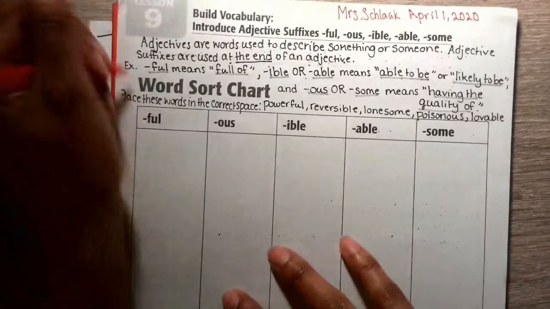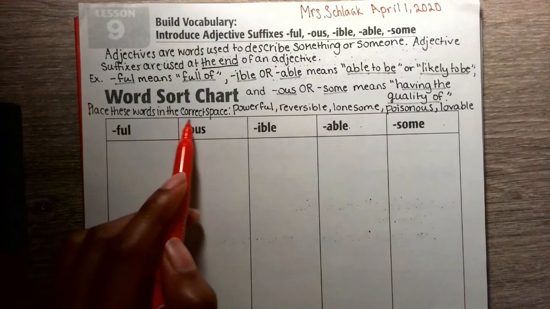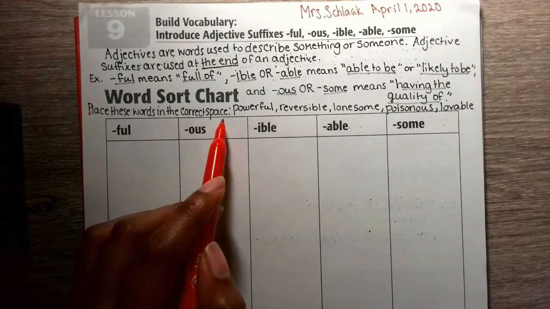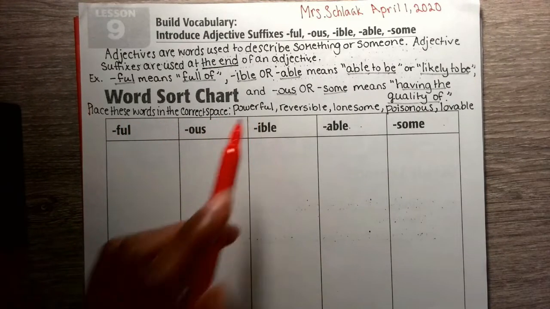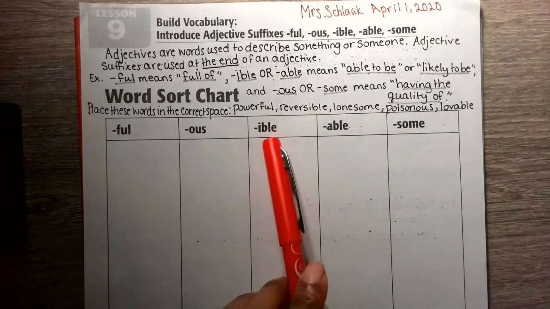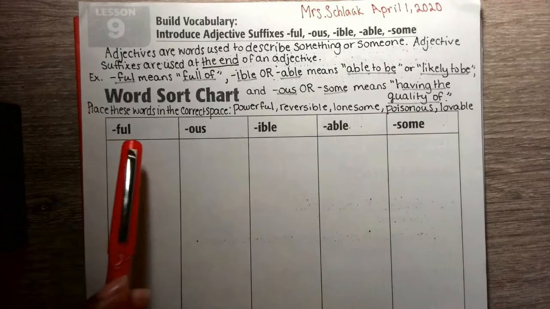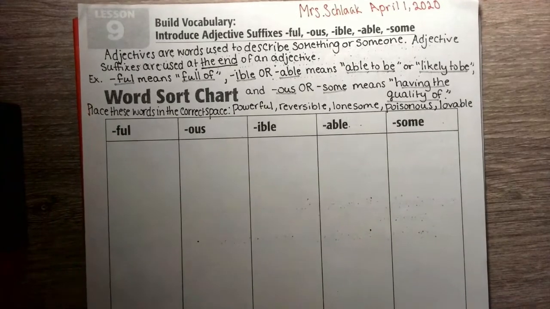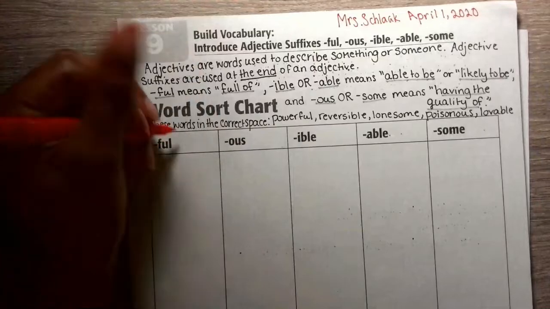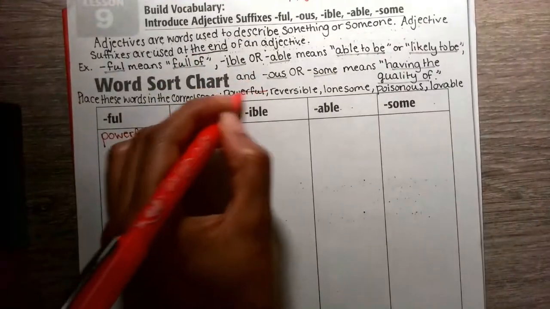So we are going to, my P is cut off. We are going to place these words in the correct spaces. Powerful. Where does powerful go? Is it here? Is it here? Oh, come on. We know it's here. So I'm going to write powerful here. Powerful. I'm going to cross it out.